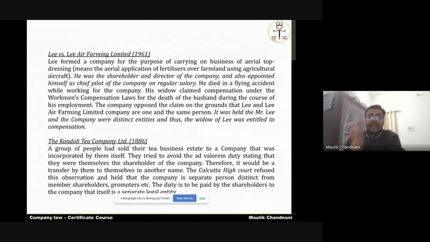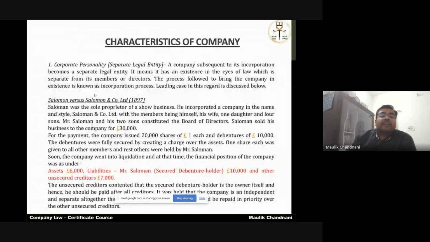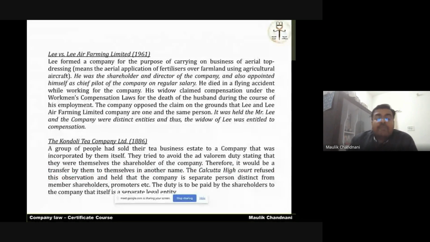And this accident is a result of his employment. And you can't deny this particular employment on the fact that he was a shareholder or director or owner of the company. It has nothing to do with the ownership. He was an employee. Company is separate. His employment is a separate agreement. And his widow is entitled to the employees' or workmen compensation. So these were the facts which established the separate legal entity concept in the company. Salomon case, Lee Farming case, and way back the Indian case decided by Calcutta High Court.